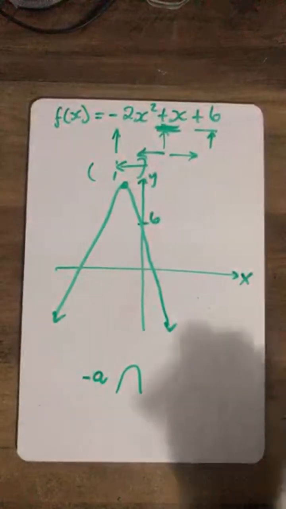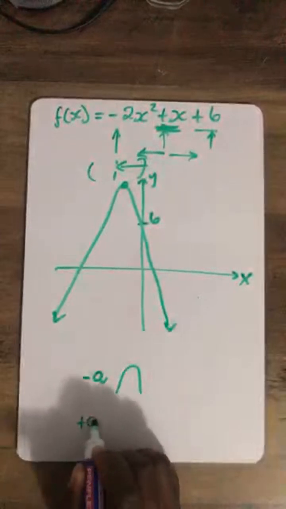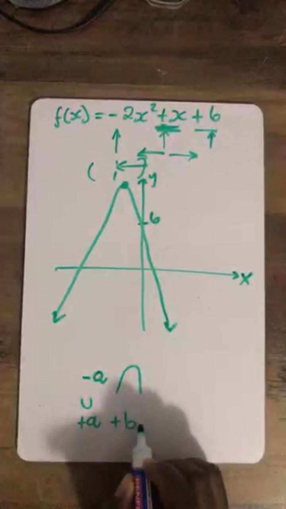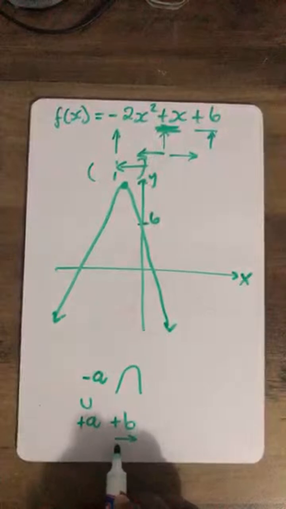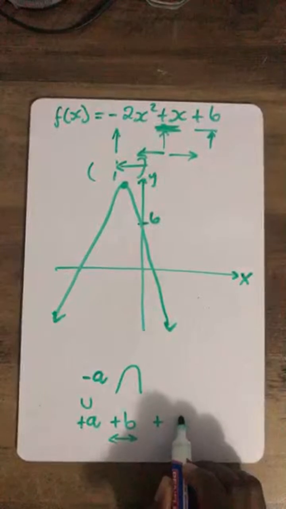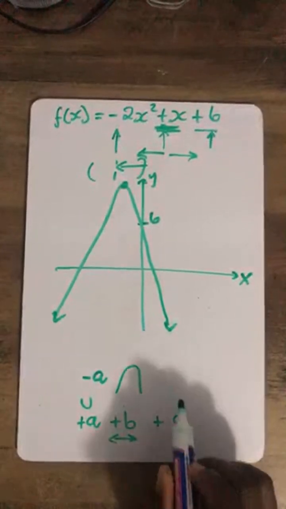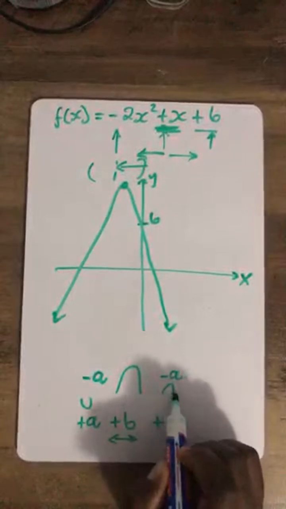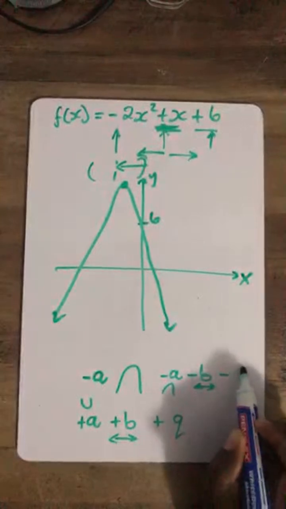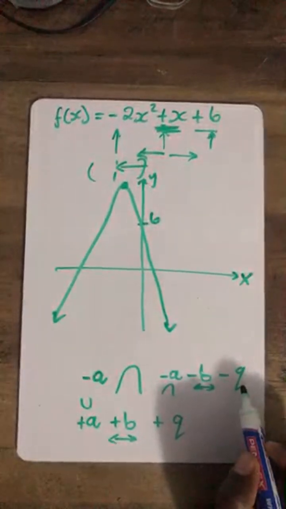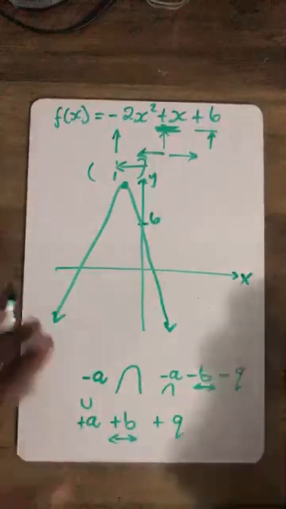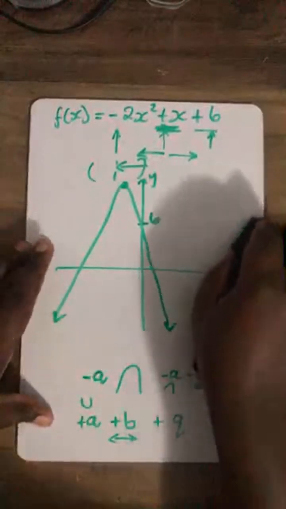We will therefore know that for a positive a value, it means a smiling shape. For a positive b value, we will know whether it is a right shift or a left shift. Obviously, we know that for a positive q value, it means it is shifted upwards. And for a negative a, it is a sad shape. We will know that if it's a negative b, it is the left or right shift. For a negative q, we know that it is the downward shift. This is just a revision of all that we discussed previously, honorable members.